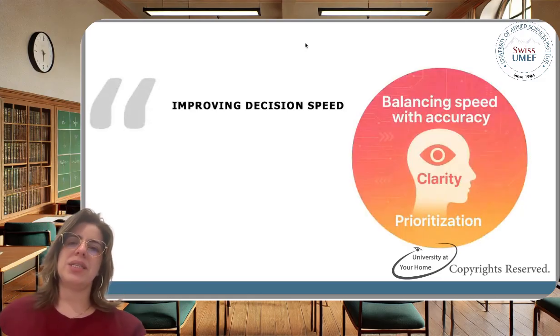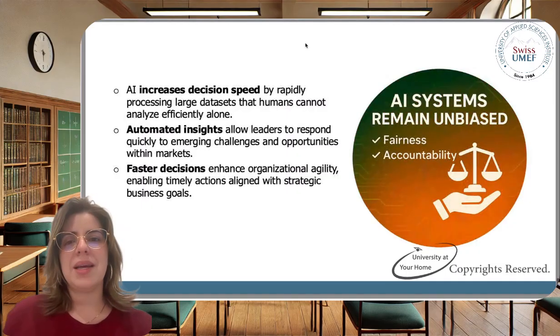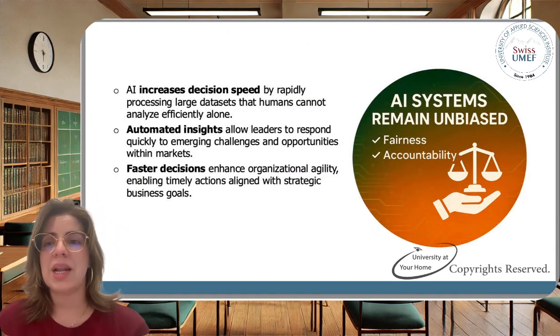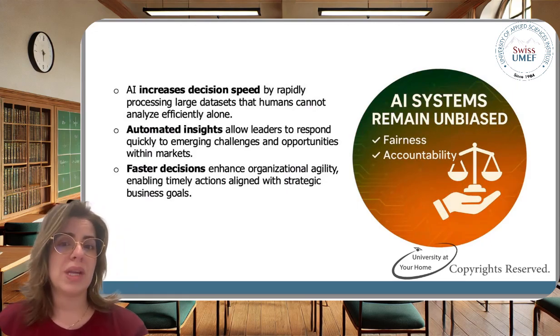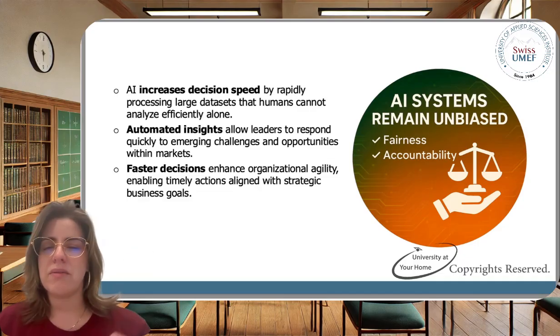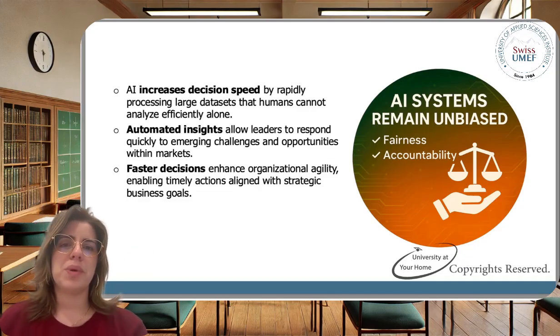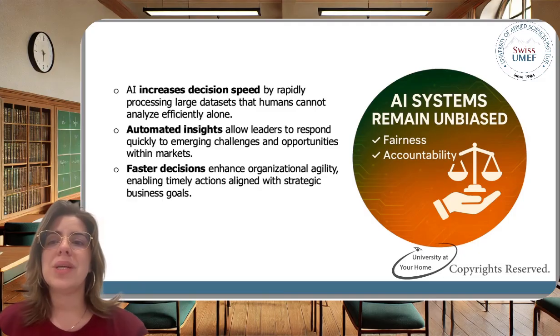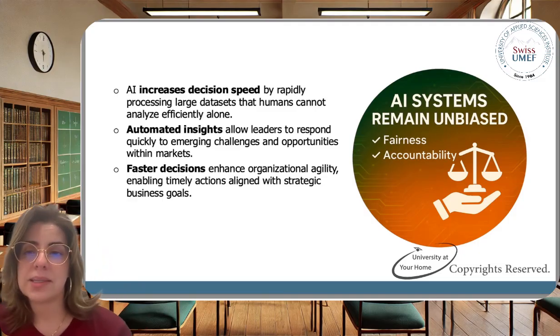Let's look at improving decision speed, and speed is critical in the modern world. AI here increases decision speed by rapidly processing large data sets. Think about how long it would take a human to read a million, for example, spreadsheets. AI can do it in seconds.